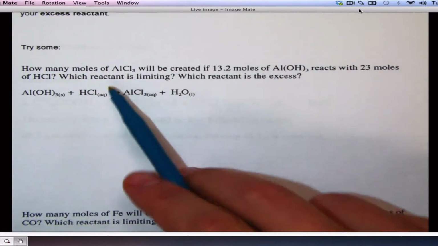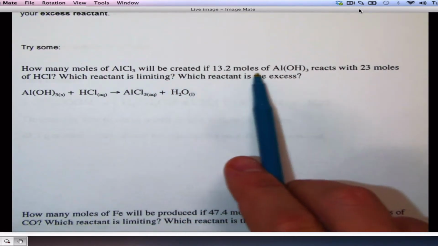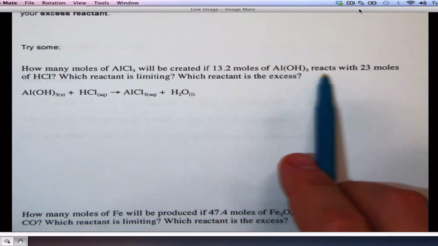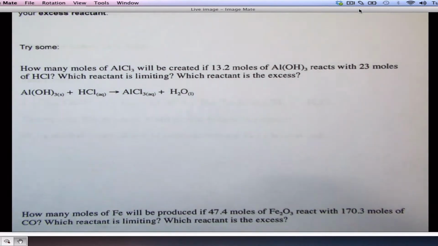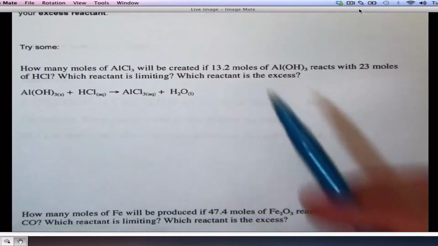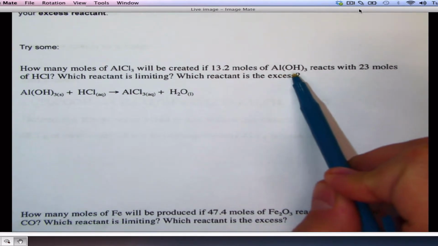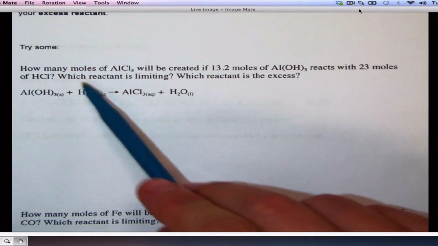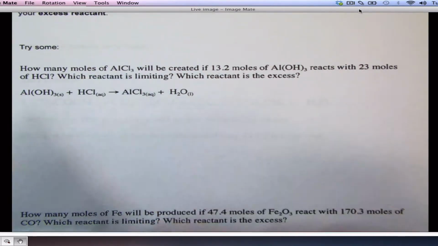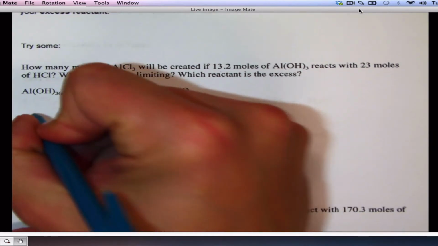So this is: how many moles of AlCl3, aluminum chloride, will be created if 13.2 moles of Al(OH)3 reacts with 23 moles of HCl? What's the limiting? What's the excess? So the first thing we've got to figure out is what's our given. So we have two givens. We have 13.2 moles of Al(OH)3 and 23 moles of HCl. But we're trying to find this for both of them. So let's write down our givens first.